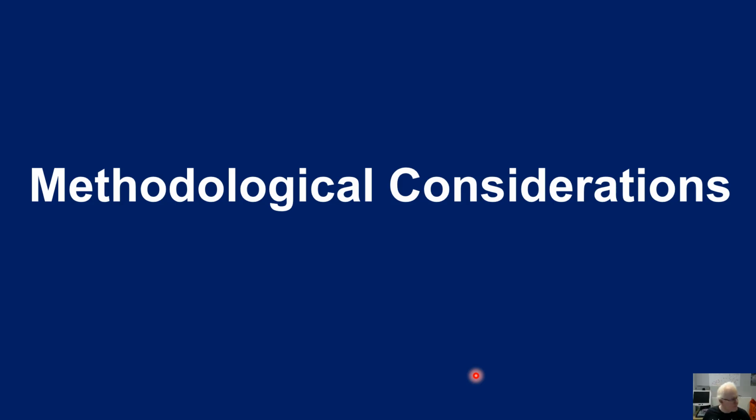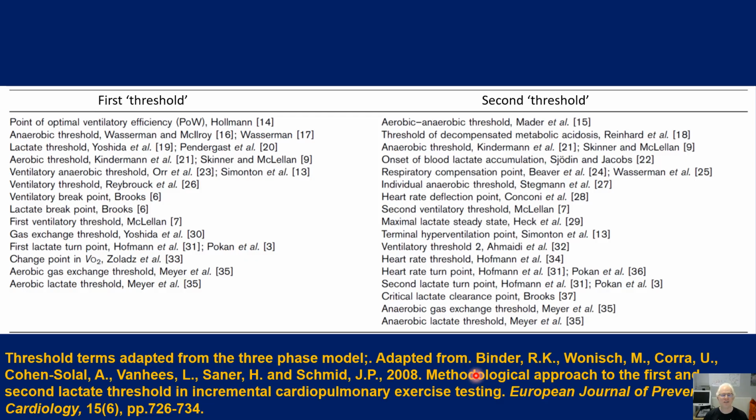There are key methodological things that we need to think about. So this is very much the study of methods at this point. The first thing really comes to terminology, and there is a huge amount of terminology that exists. I'm not really going to dwell on these, but you can see there is so much going on here to define what is called a first threshold and a secondary threshold.